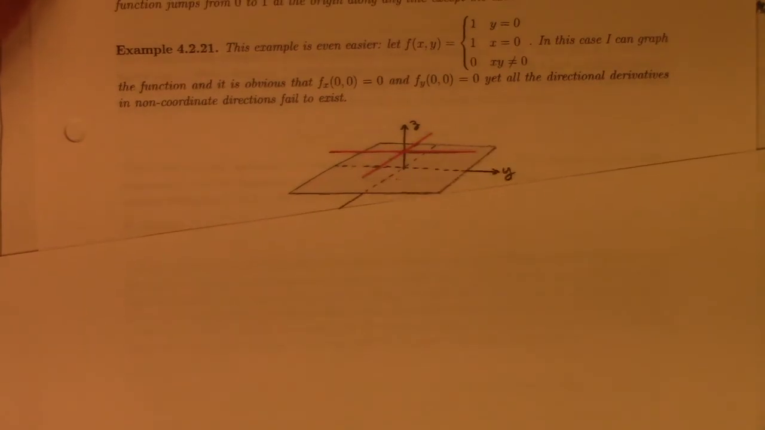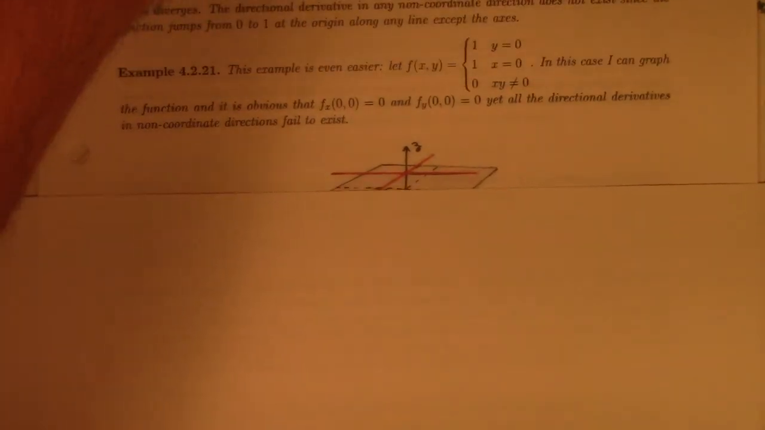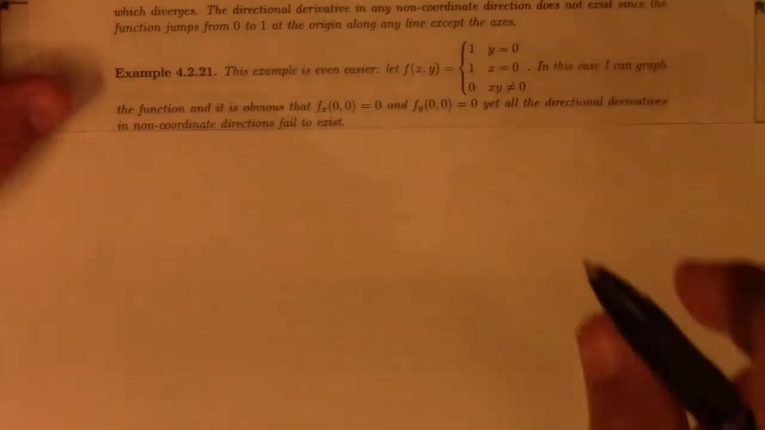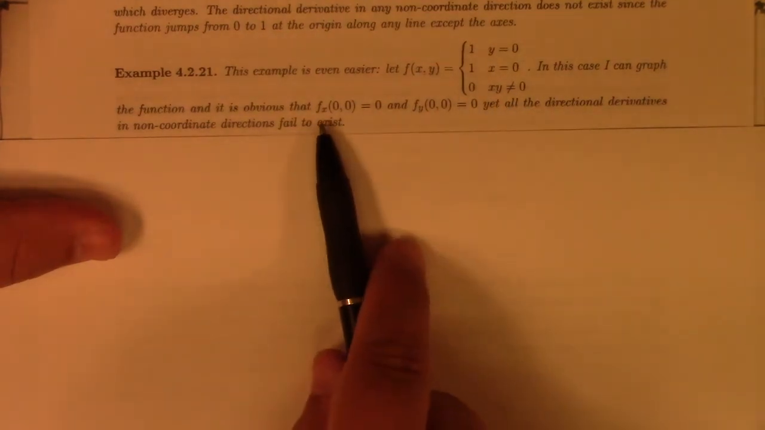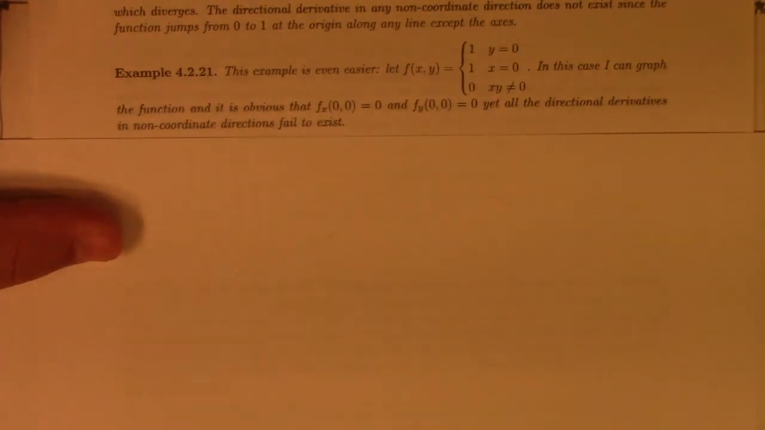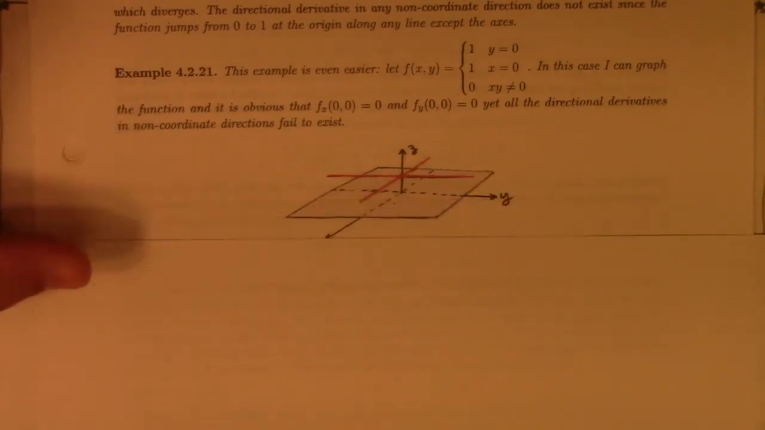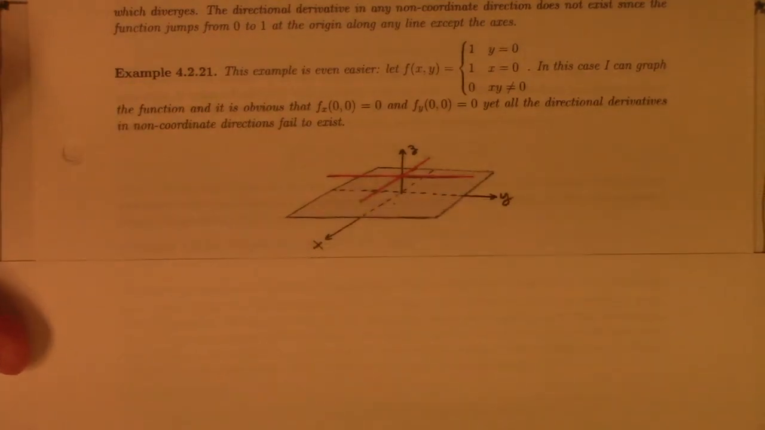Now, you could come up with a less extravagant example to prove that same thing. You could just make a function which is 1 on the x axis, 1 on the y axis, and 0 otherwise. And in that case, the partial derivatives both exist and they're 0, and the directional derivatives fail to exist for pretty much the same reasons as the last example.